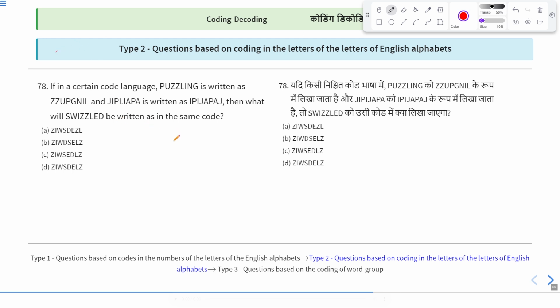A certain code language puzzling. Z, Z, U, E. These letters and the words. J, N, I, L. Letters across. H, R. I, B, J, A, B, A, J.